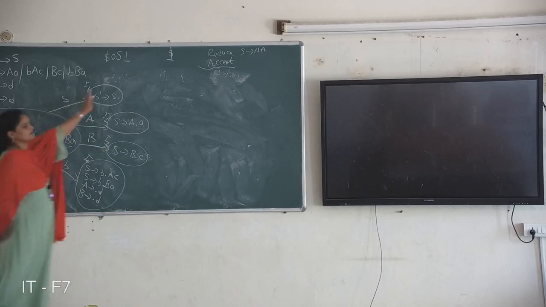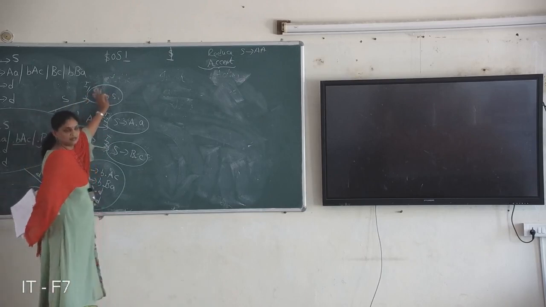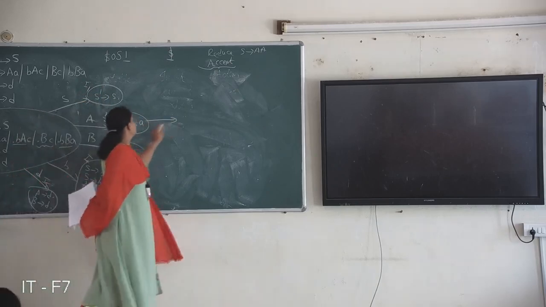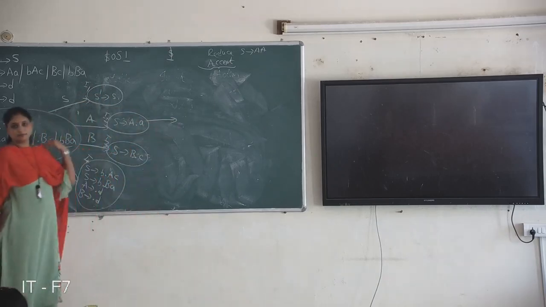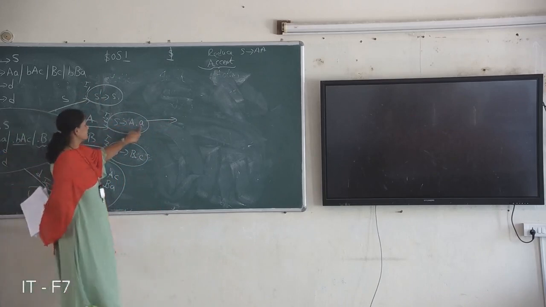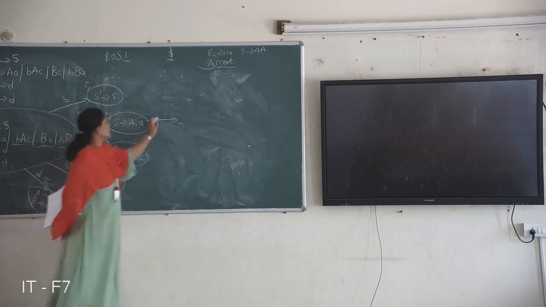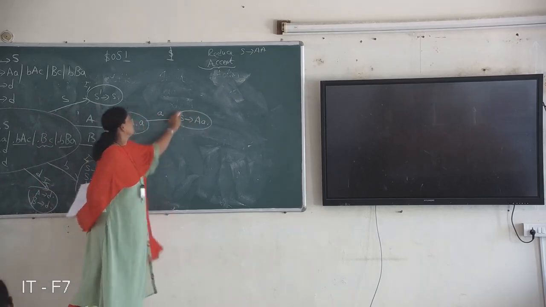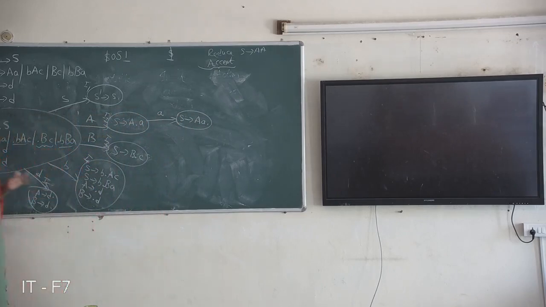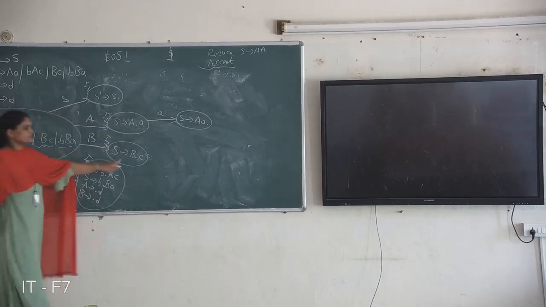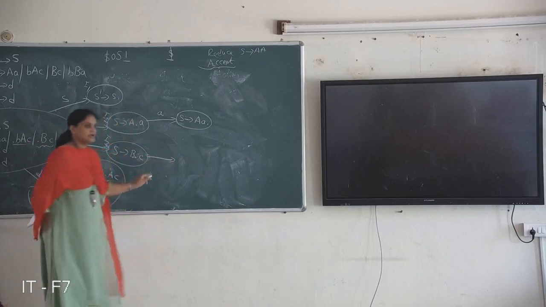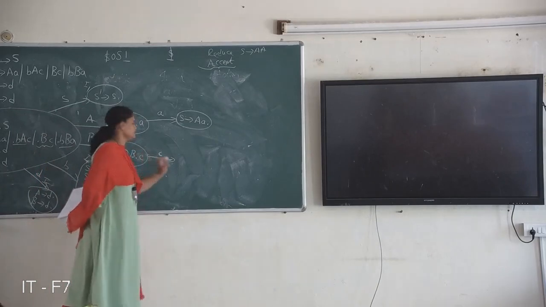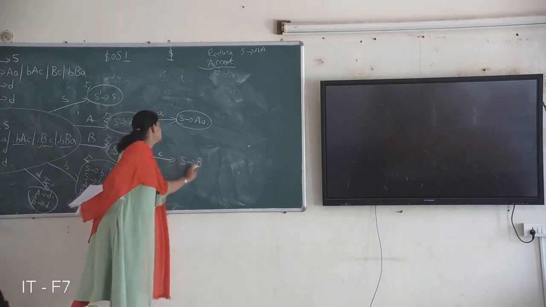And next, start again from I1. So I1 is the final item, no need to do any transition. And next, perform transition on this I2. What transition can you perform? On small a. After the dot a is there, so we can do the transition on small a. That's all. After that there is no symbol, so no need to add it. Next, for this one, after the dot C is there, so can do a transition on small c. So that becomes S derives B C dot.